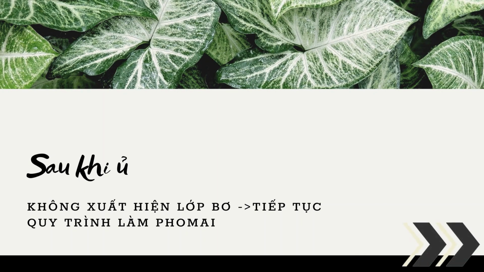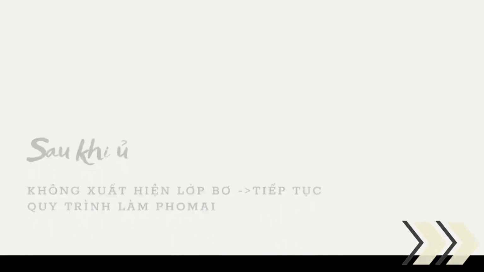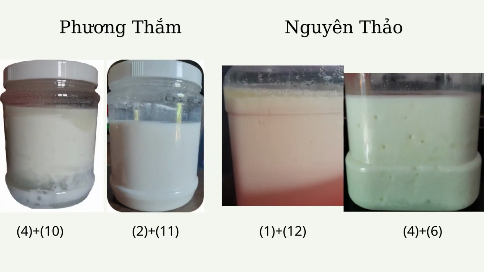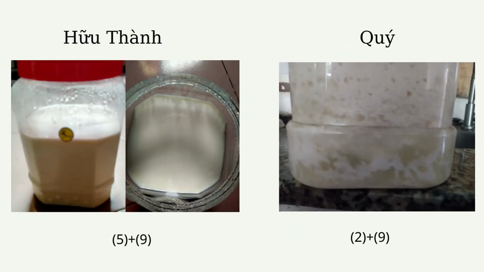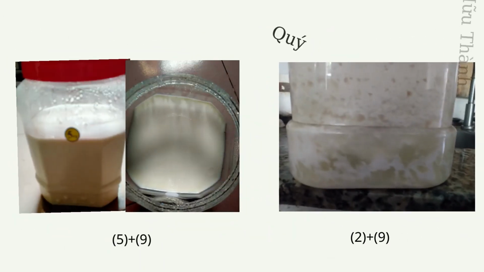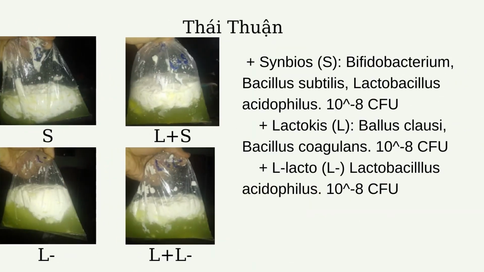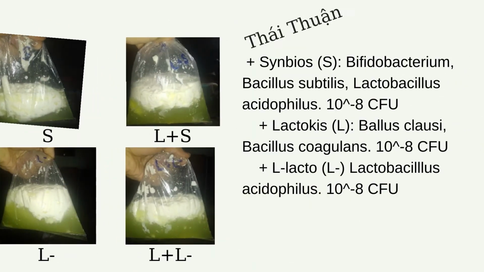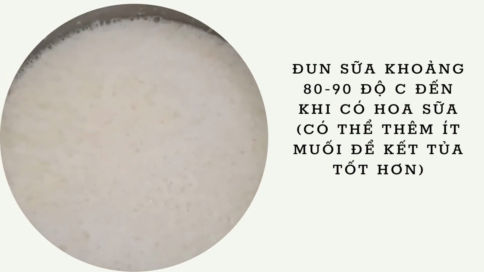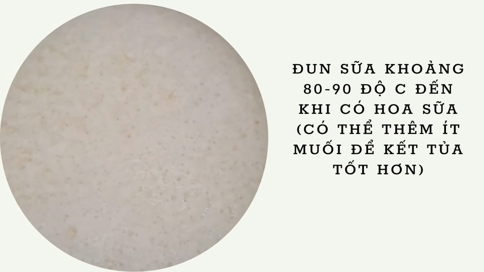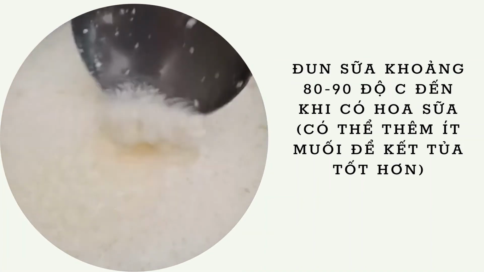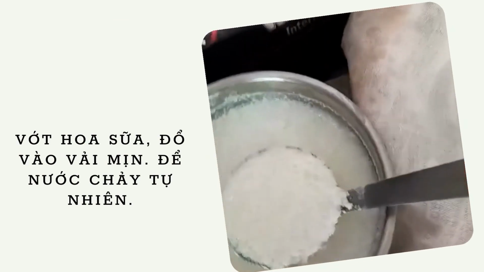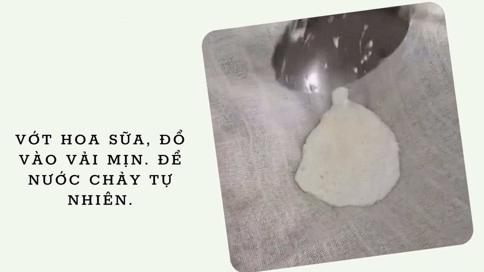After incubation, no butter layer appears, so continue the cheese making process. Photos after brewing with yeast of the members. Heat milk at a temperature of 80 to 90 degrees Celsius, separate casein. To make milk curds, you can add a little salt for better precipitation. Pick up the milk curds, pour them into a smooth cloth bag, and let the water flow naturally.